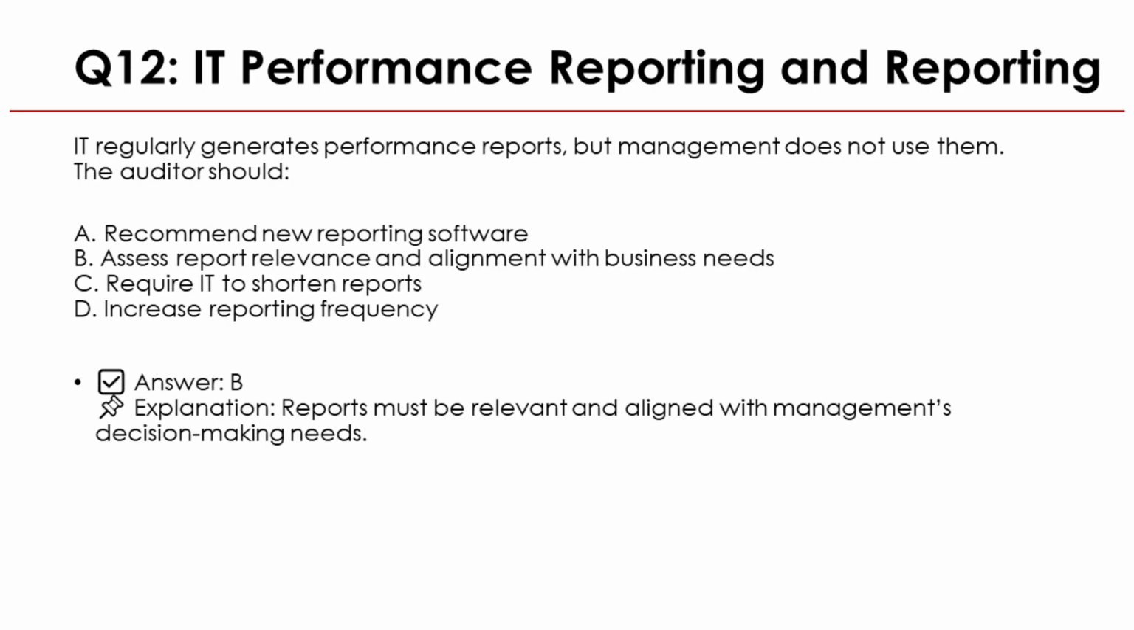IT regularly generates reports, but management doesn't use them. The auditor should: Option A, recommend new software. Tool isn't the issue. Option B, assess report relevance and alignment. Correct. Option C, require shorter reports, not the root cause. Option D, increase frequency, won't help if they're irrelevant. Correct answer, B, assess report relevance and alignment. If nobody reads the map, maybe the directions aren't useful.